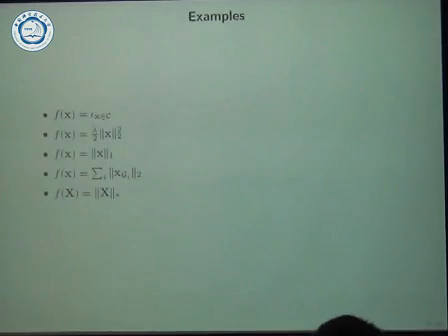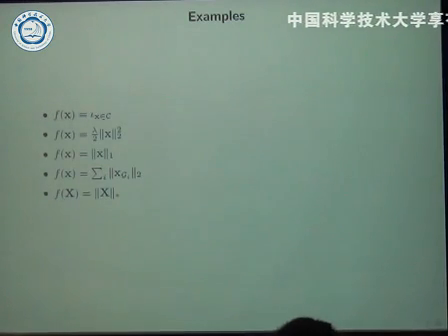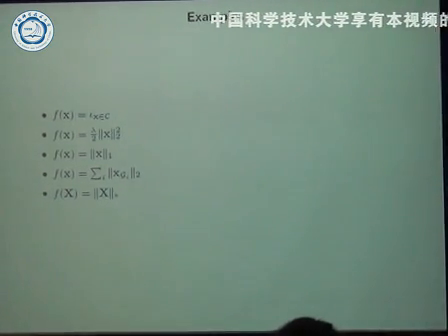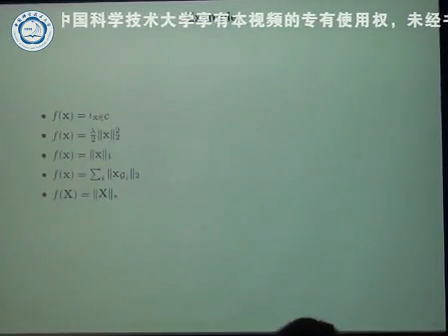So let's move on. Here are a bunch of examples. Let's do some of these examples. The point is, most of the time, if you just put a general convex function there, the proximal operator is not easy to compute. Usually you put special functions there.